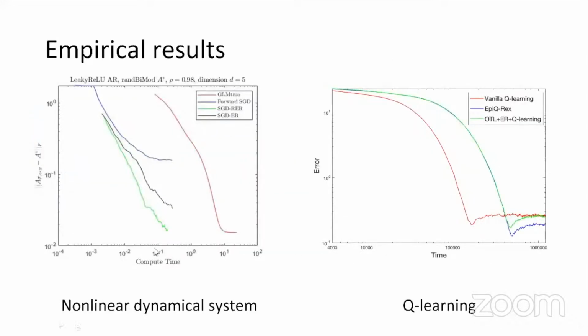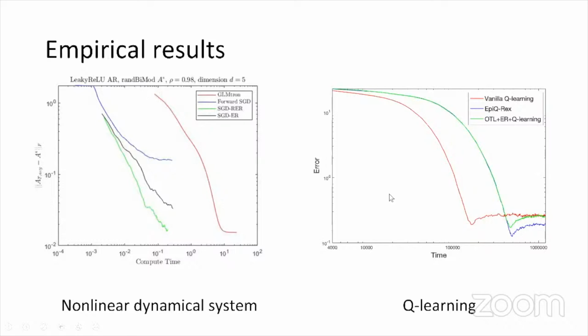So I will just maybe show some empirical results before concluding. Both of these plots are for comparing SGD with reverse experience replay with other algorithms. The left plot is for a nonlinear dynamical system, and the green algorithm is SGD with reverse experience replay, and all of the other algorithms are either SGD or SGD with vanilla experience replay, where the sample examples are random from within the buffer. And we can see that SGD with reverse experience replay has a much faster rate of convergence and achieves the statistical limit much faster compared to the offline algorithm, which is this GLM prop.